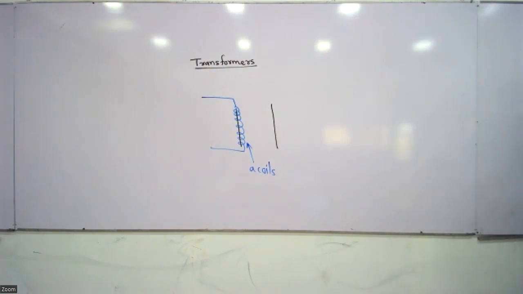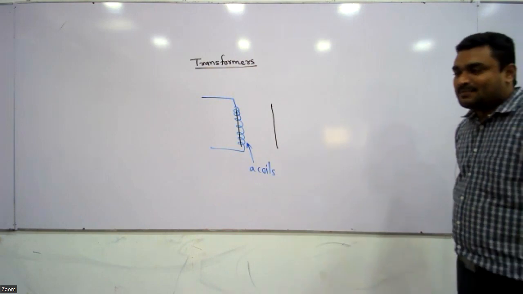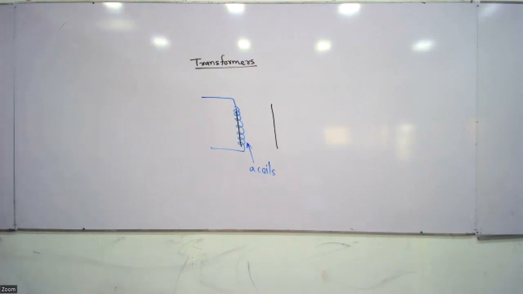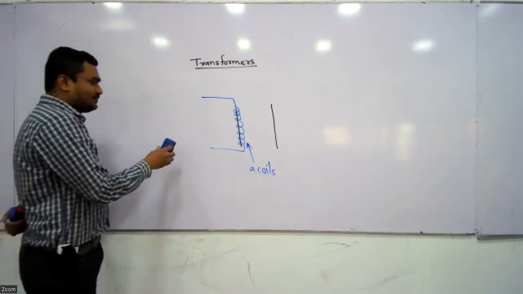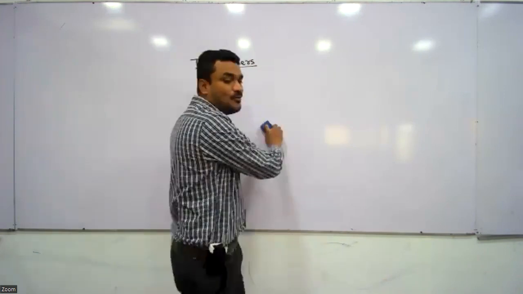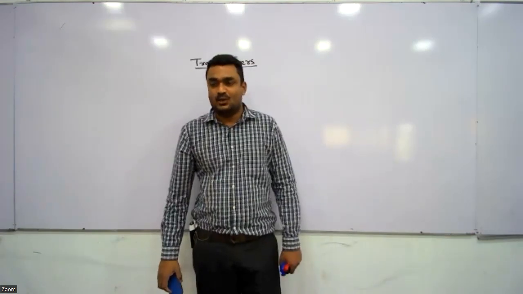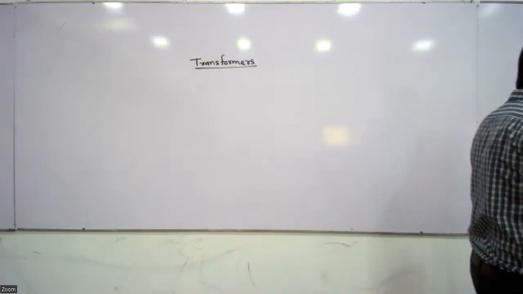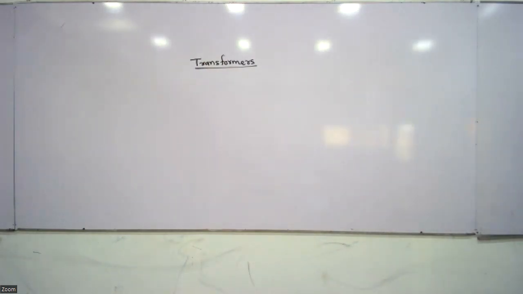Start point and write: a transformer has two separate coils, which are wound on the same core, C-O-R-E.